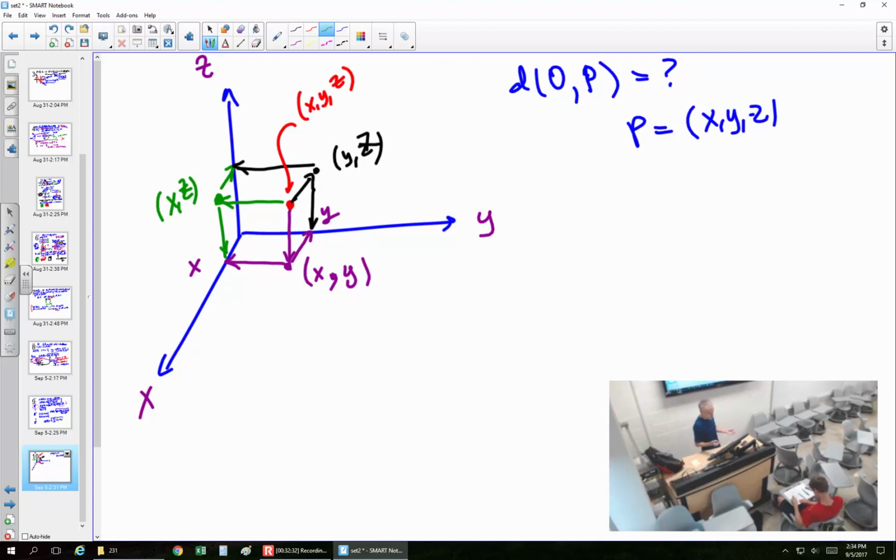And then what is it that we're talking about? We're talking about this, from the origin to the point P, x, y, z. So how do we solve the problem? We see a triangle, so let's start here. We cut the triangle in the xy plane, and look at what is the length of this? What's the length of this? Square root of x squared plus y squared.